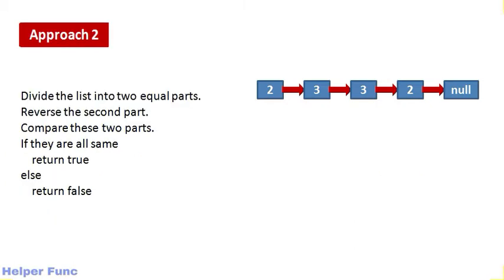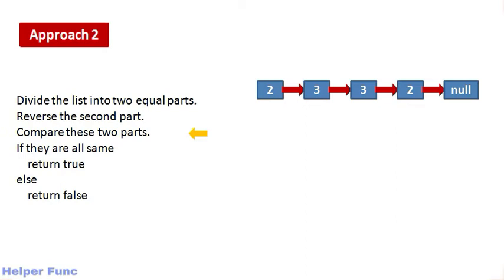Now because the palindrome list reads the same from forward and backward, we can divide the list into two equal parts. Now if it is of even length, then it can be divided into equal parts, otherwise one part will have one extra element. And now we will reverse the second part. And now if the list is a palindrome, these two parts will be the same. So now we will compare these two lists. If they are all the same, we will return true, otherwise we will return false.